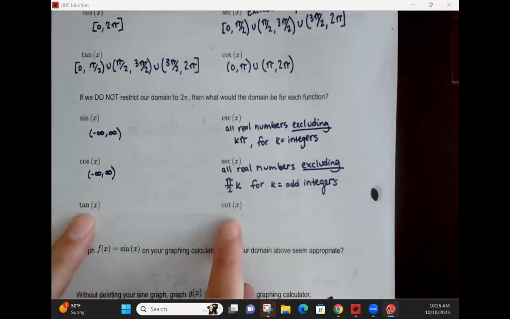Go ahead and give me the domains for tangent and cotangent.